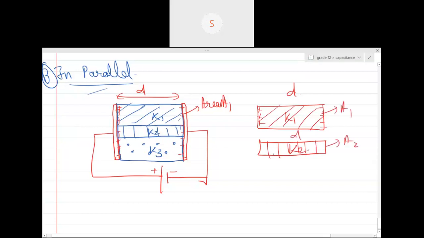Thickness is still D, but area is D. Can you see the same plus charge which is there on the plates? Can you see the charge is still same? Yes or no? Guys, can you see the charge is still same? Yes, sir. And can you see this end and this end and this end, they all are connected to the same positive terminal of the plate, positive plate, right?